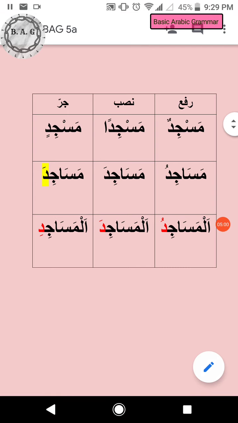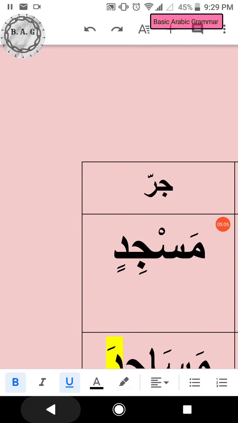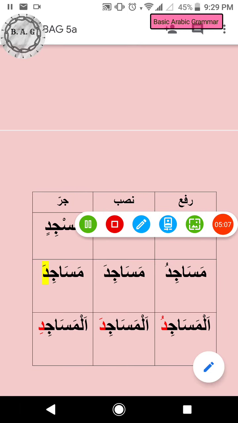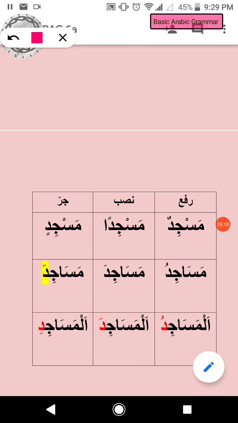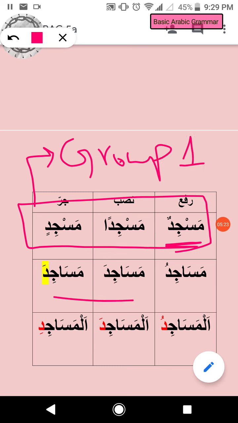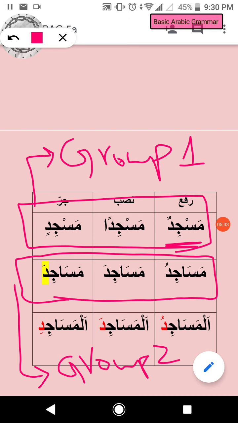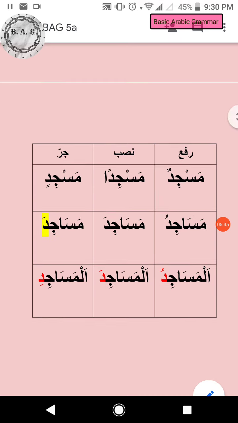All right, so why did I revise this table? So anyways, here we have this particular group. This tanween bearing group has been included in the group 1 that I showed earlier. This is group 1, and this here forms group 2. All right, so let's get down to it.